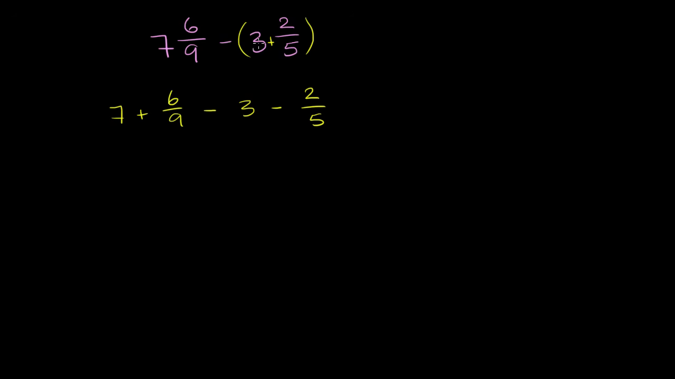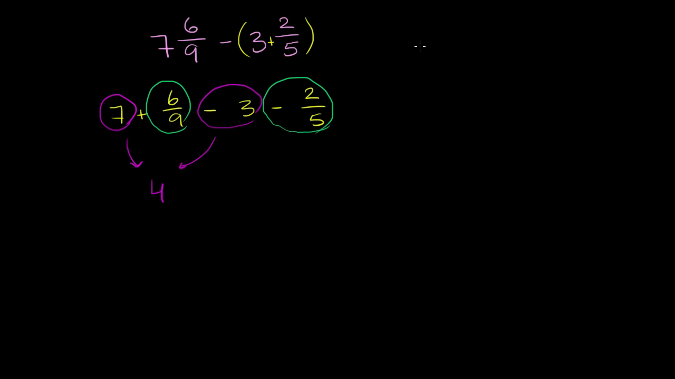You're subtracting a 3, and then you're subtracting the 2/5. And so now we can worry about the whole number parts. 7 minus 3. Well, 7 minus 3 is going to give us 4. So that's going to give us 4. And then we're going to have 6/9 minus 2/5. So let me think about what 6/9 minus 2/5 is.